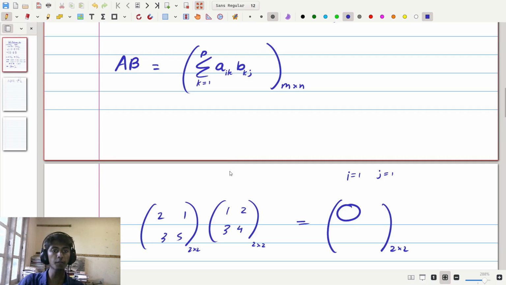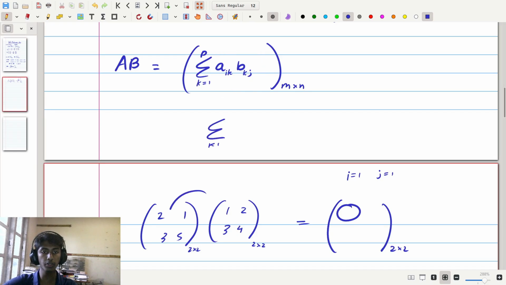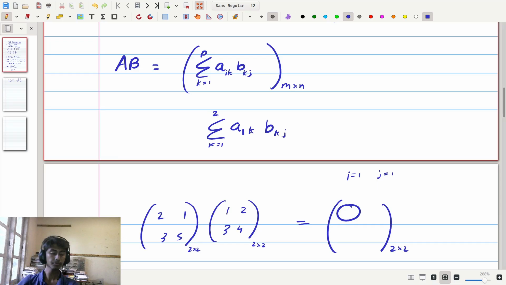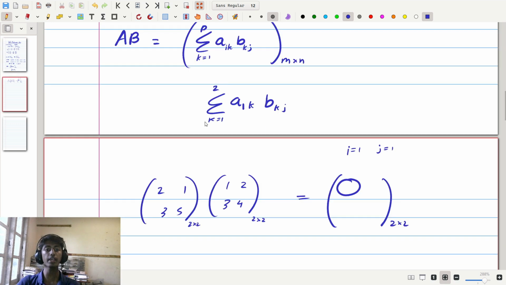Now going up to our expression, if we consider i equals 1, j equals 1, we can see our term here is going to be the sum of elements from k equals 1 up to, in this case, 2, so k equals 1 up to 2 of A sub 1 comma k, B sub k comma j. Now k goes from 1 to 2, and due to that we can start with k equals 1 and move up until k equals 2.